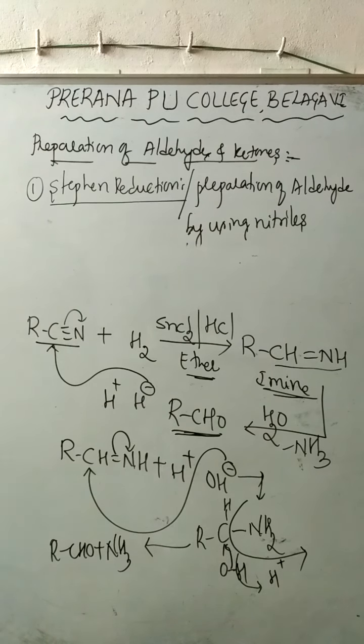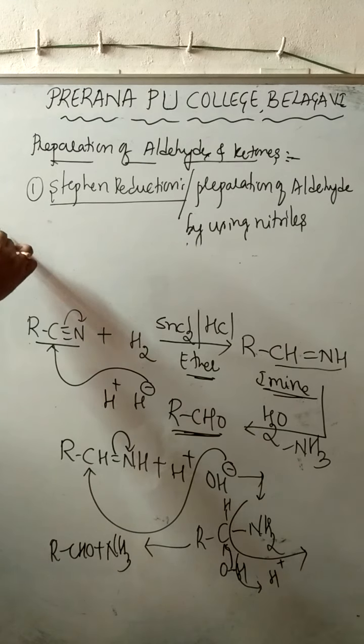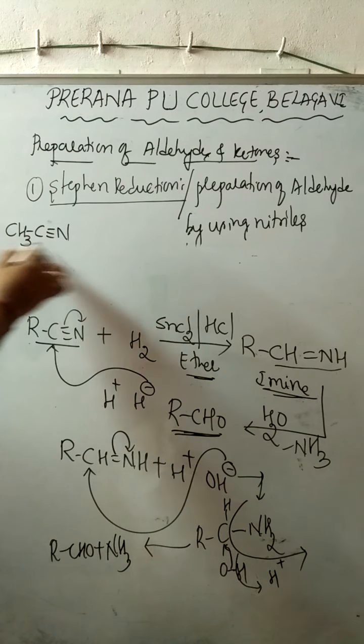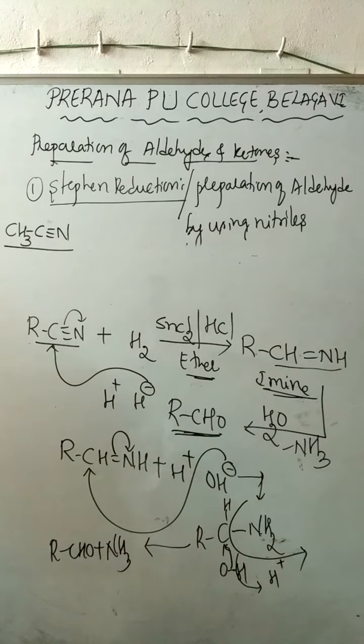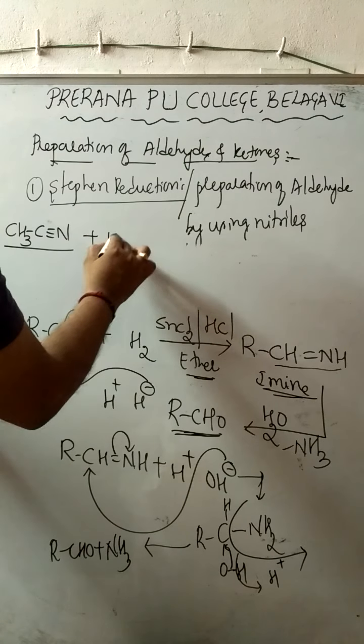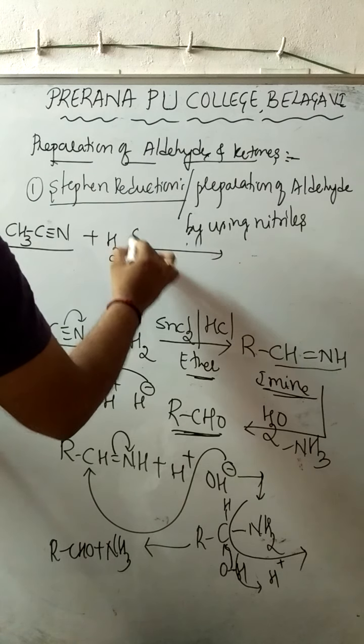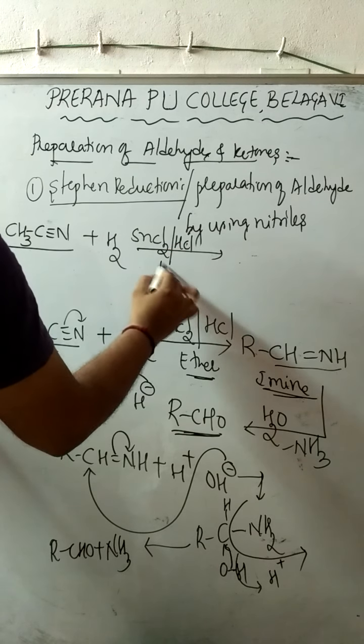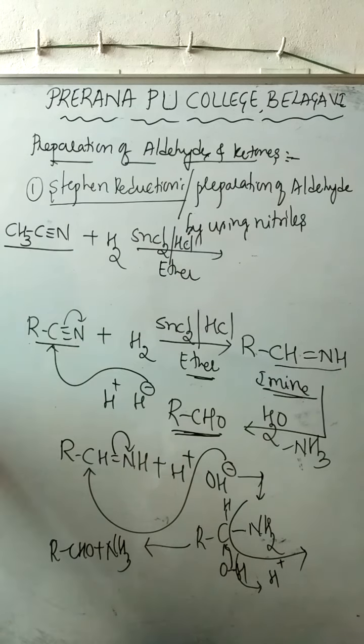So when I discuss a particular reaction by replacing R with CH3, this is called methyl cyanide, or I can call it ethane nitrile because two carbons are there. So when it is subjected to reduction in the presence of stannous chloride and HCl, by maintaining the ether medium.